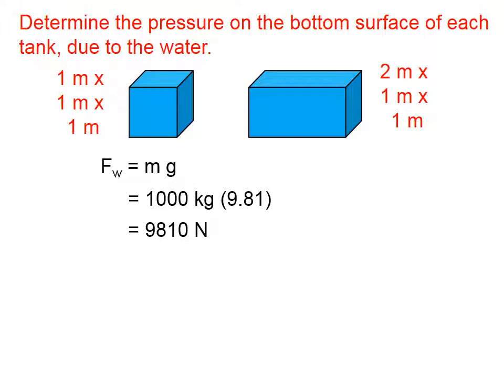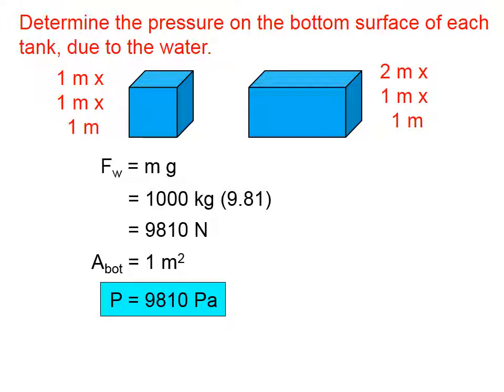Well, the mass of 1 cubic meter of water having a density of 1,000 kilograms per cubic meter, that would mean that the weight of this water is 1,000 kilograms times 9.81 meters per second squared, 9810 newtons. The cross-sectional area of the bottom of this tank is 1 square meter. So the pressure at the bottom of this tank is 9810 pascals, newtons per square meter.